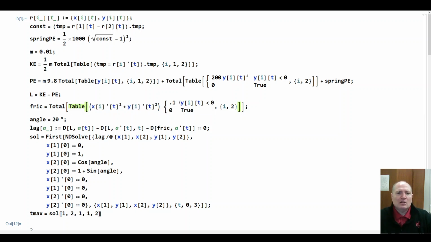And what I'm saying is, look, if the ball is below the ground, so it's kind of penetrated into the ground, while it moves down there, I want it to lose energy, even if it moves horizontally. So certainly if it moves vertically, I want it to lose a little bit of energy.